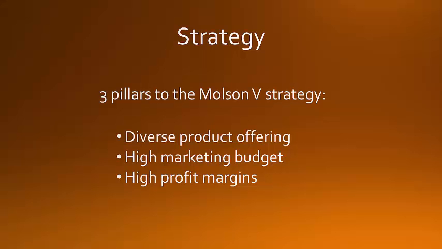Speaking of strategy, the Molson 5 strategy consists of 3 main pillars: a diverse product offering, with a high marketing budget because we are part of the 500 gram market, and that is very sensitive to marketing. And finally, high profit margins. The first 2 pillars are really supporting the third pillar, which was our main strategic goal throughout the game.